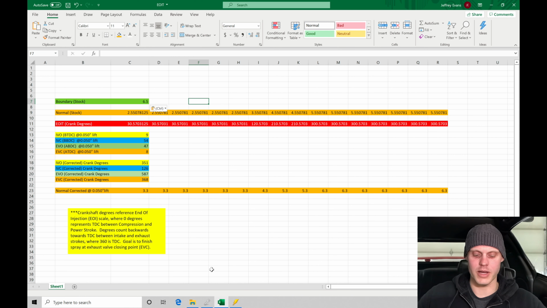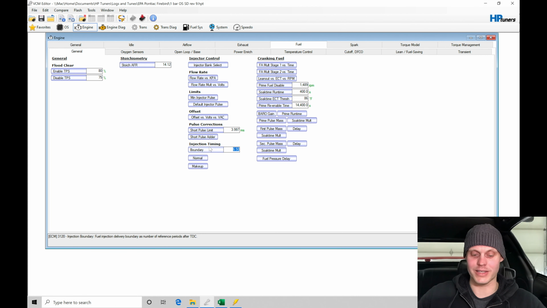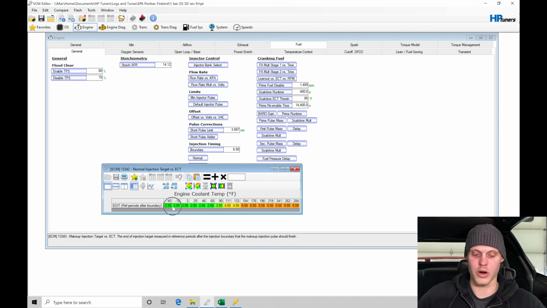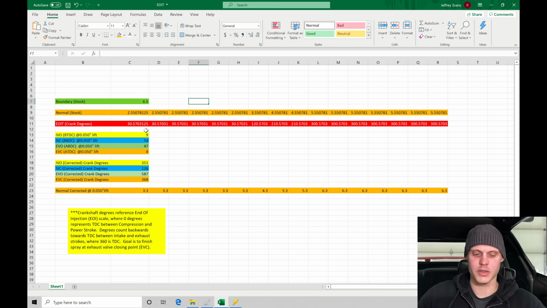So I'm simply copying whatever the values are in my stock file. Again, you don't want to be working with modified values. These need to be stock values. So in your stock file here, simply copy, simply paste. Now, what we're going to find here down at the bottom is the end of injection time in crank degrees. So I've taken the values here. I'm taking the accumulation between our boundary and our stock. The accumulation of that.